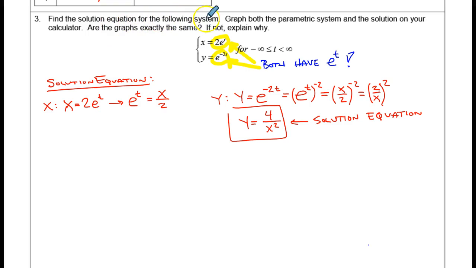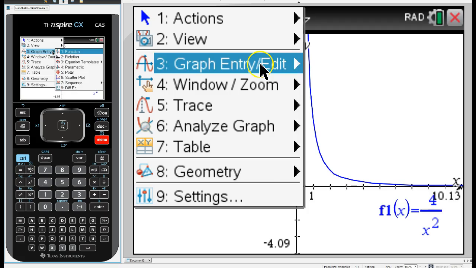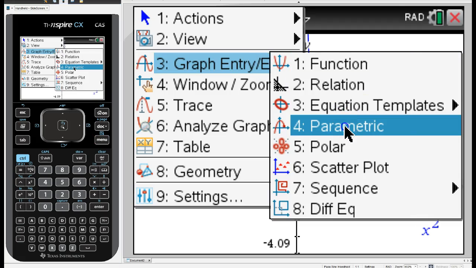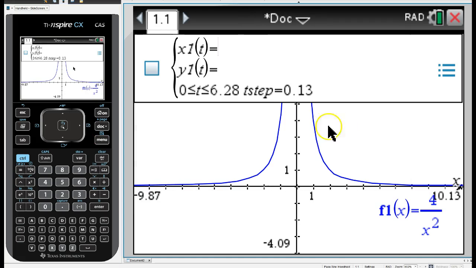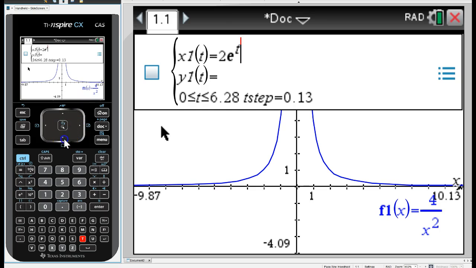Find the solution equation for the following system. Done. We graphed the solution equation, but I didn't graph the parametric system yet. So let me go ahead and graph the parametric system on my calculator. I'm going to go Menu, Graph Entry Edit. I want to go parametric mode now. And my x value is 2 times e to the t. And my y function is e to the negative 2t.